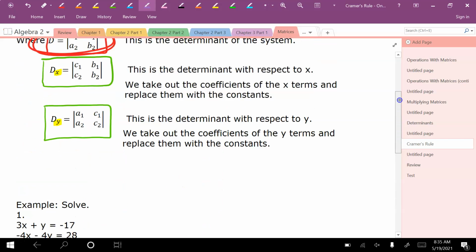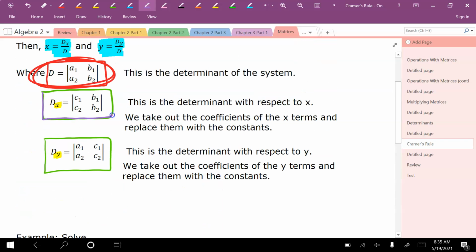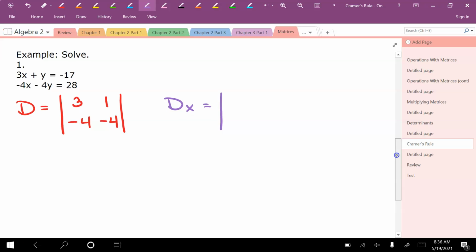So coming back up here, this is this one. Instead of putting in the x and the x coefficients, we replace those with the constants at the very end of the equation. So that would be the numbers that the equations are equal to. It says equals negative 17 and 28, so those go in place of the x. And then I still grab my y coefficients, so I'm going to leave the 1 and the negative 4 where they were.